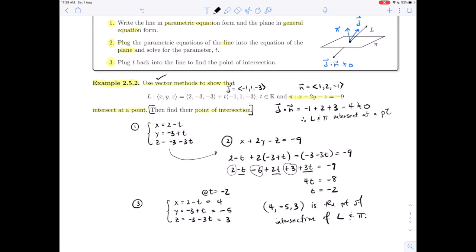And that's it. That's all you need to do to find the point of intersection of a line and a plane.